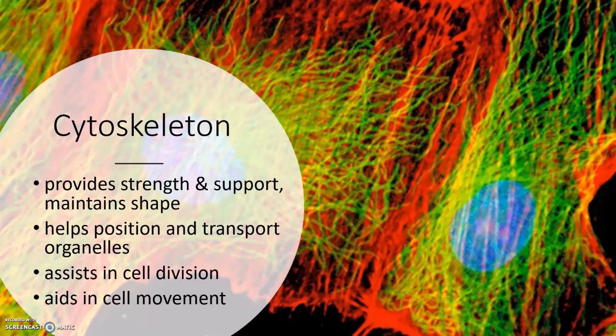It can also help position and transport organelles. Organelles don't just sit there within a cell, they do move around, and they can use the cytoskeleton kind of like train tracks to be transported from one side of the cell to the other. The cytoskeleton plays a role in cell division. That's one of the topics we will learn about a little bit later in the course. And it can help the overall cell move as well, not just the organelles inside it, but the entire cell can move.